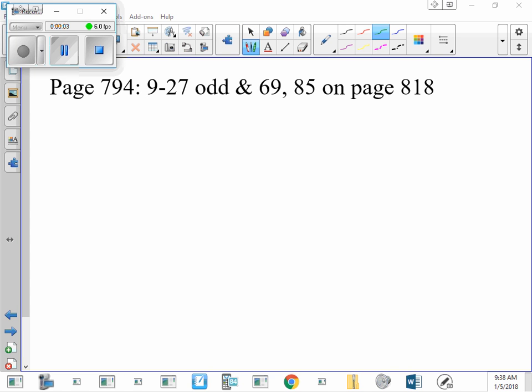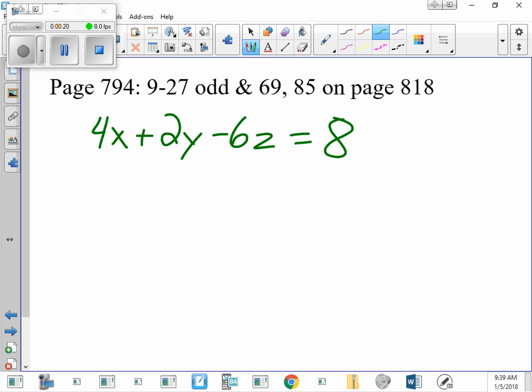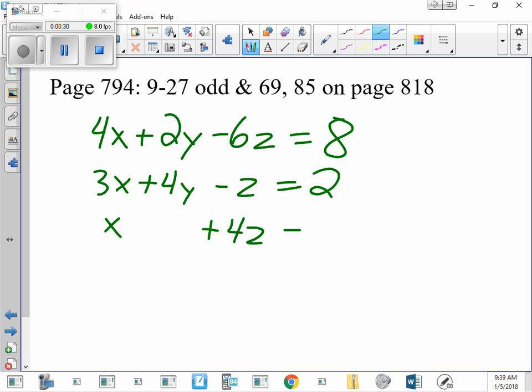Today's assignment is very similar to yesterday's, except instead of 2 equations, we're going to have 3, or in a couple cases, actually 4. So if I had 4x plus 2y minus 6z equals 8, and 3x plus 4y minus z equals 2, and x plus 4z equals 3.